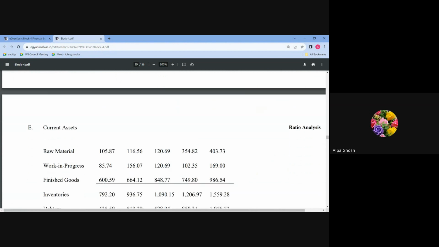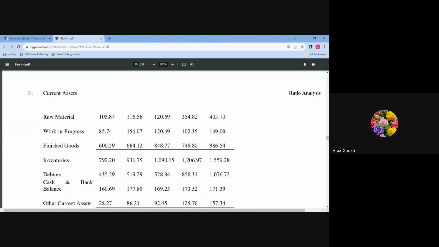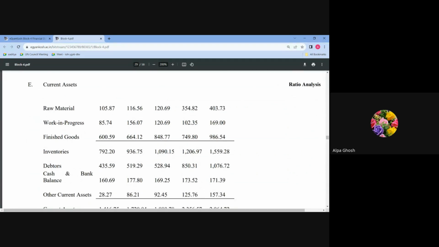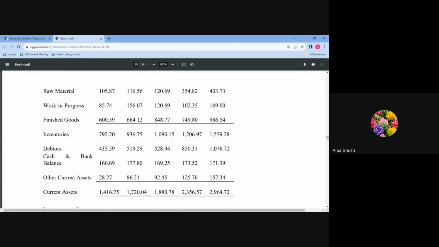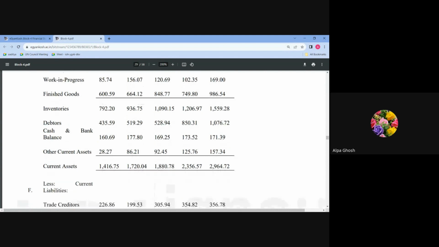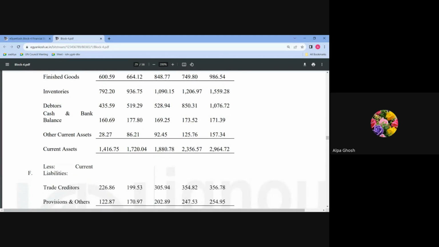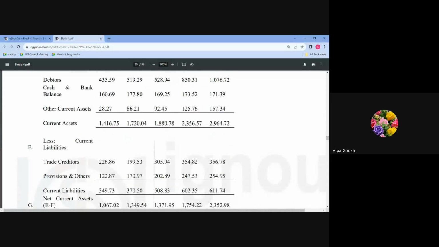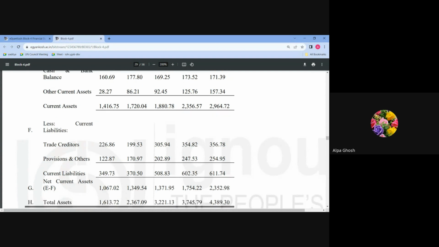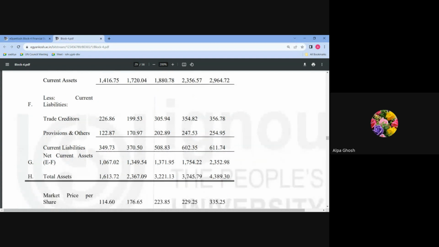Next we have current assets, in the form of raw material, work in progress, finished goods, which in total consist of your inventories. Then we have debtors. Then we have cash and bank balance and other current assets. Then we have a total of all the current assets. Same way we have a total of current liabilities, that is of creditors, provisions and all.